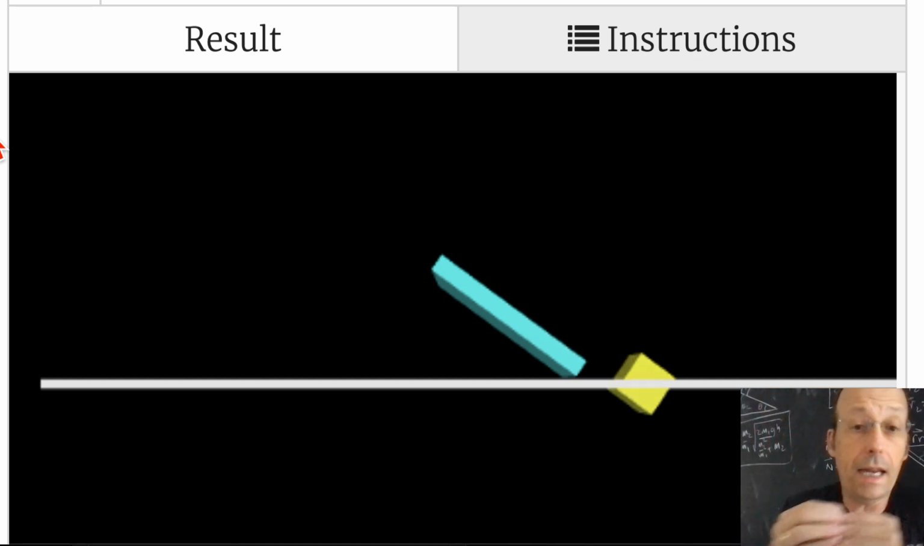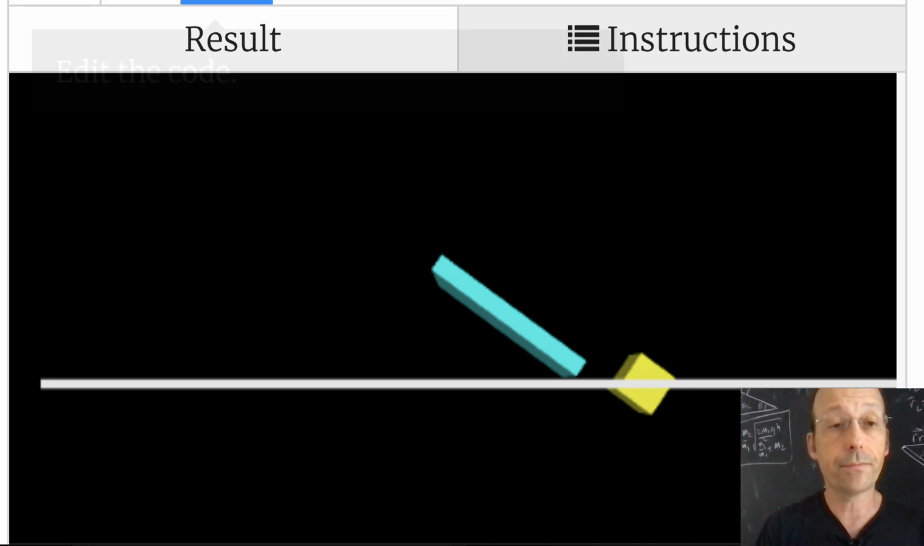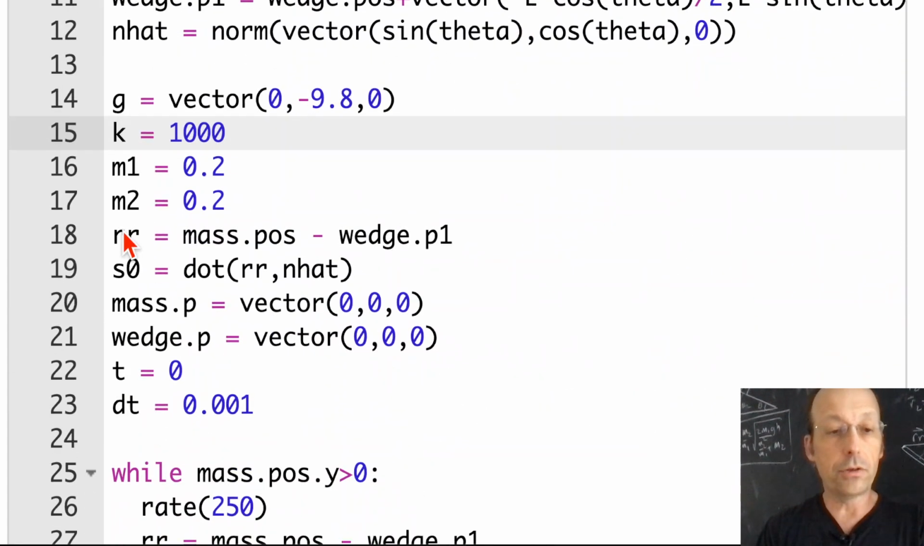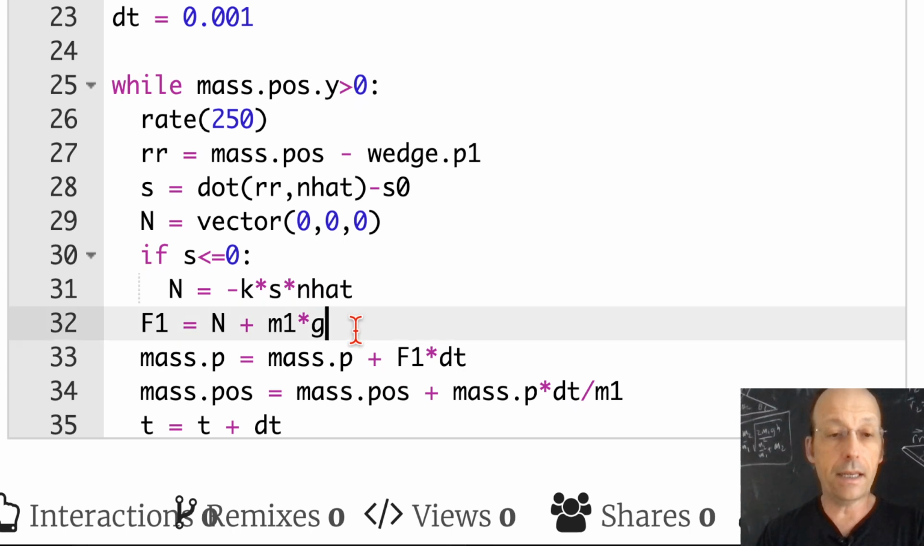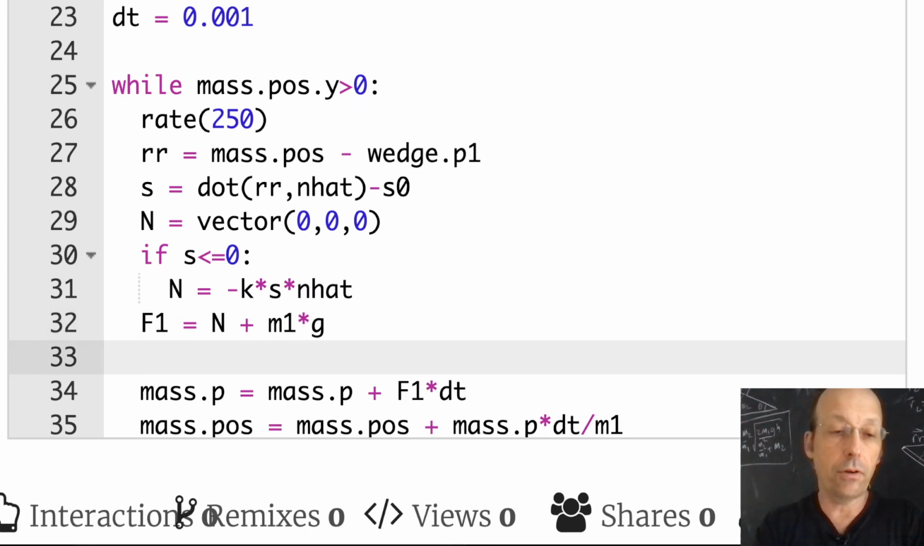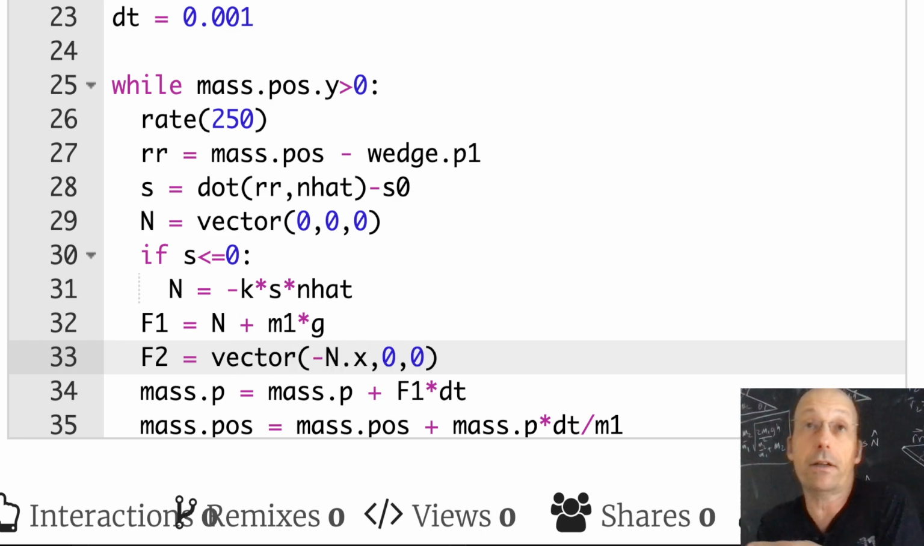That's fine. Okay, now I want to also move the wedge. So to do that, I have the wedge's momentum. I need to calculate the force on the wedge, and it's going to be the same as N, right? So let's just call this F2. I'm not going to give a gravitational force on it because that's balanced by the gravitational force of the ground. It's just going to be the vector negative N dot x, 0, 0. So just the x component of that vector N, but in the negative x direction.